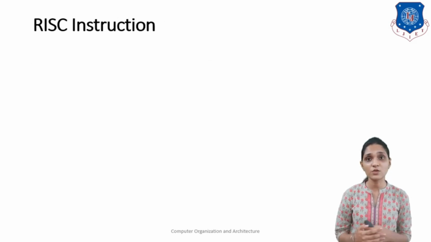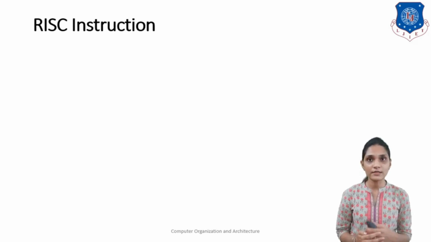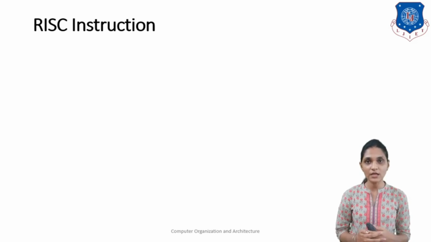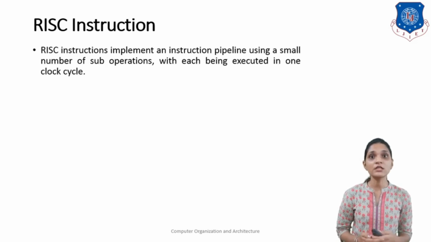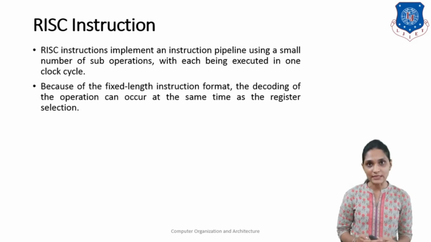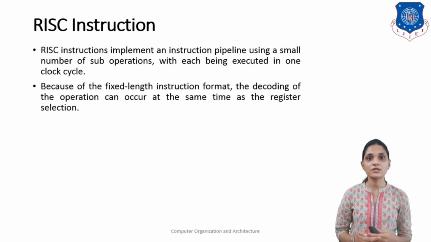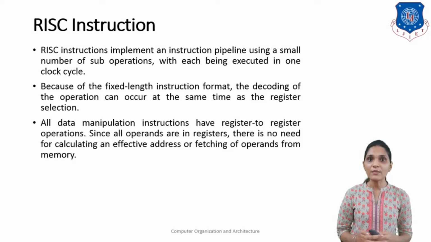So we can use this many methods to handle the branch instruction. Another type of instruction we are using is a RISC instruction, as we have discussed RISC architecture also. This RISC instruction implements an instruction pipeline using a small number of sub operations, with each being executed in one clock cycle. Because of a fixed length instruction format, the decoding of this operation can occur at the same time as register selection. All of the data manipulation instructions have a register to register operation.